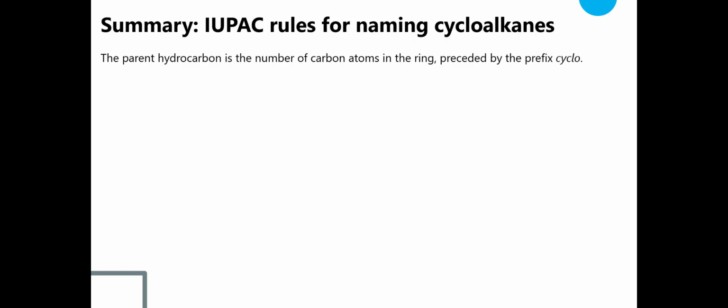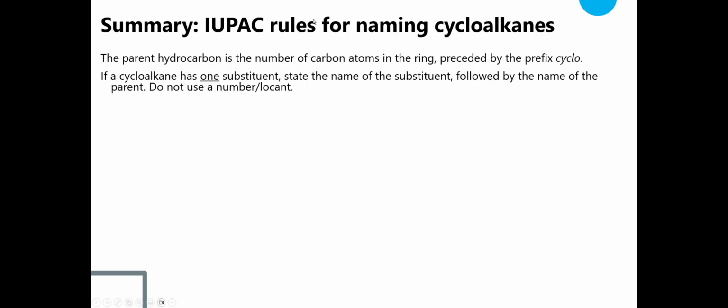Now let's look at the rules for naming cycloalkanes, which are similar. So the parent hydrocarbon is simply the number of carbon atoms in the ring, and we precede that by the prefix cyclo. If the cycloalkane has one substituent, we say the name of the substituent, and then follow that by the name of the parent hydrocarbon, which is the cycloalkane that we're dealing with in that case. We don't use a number or locant.